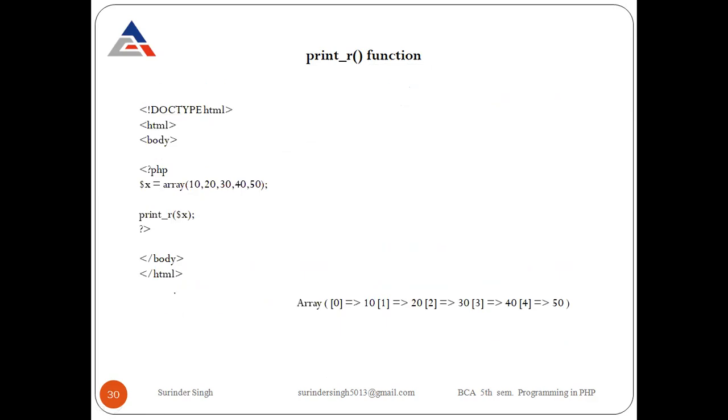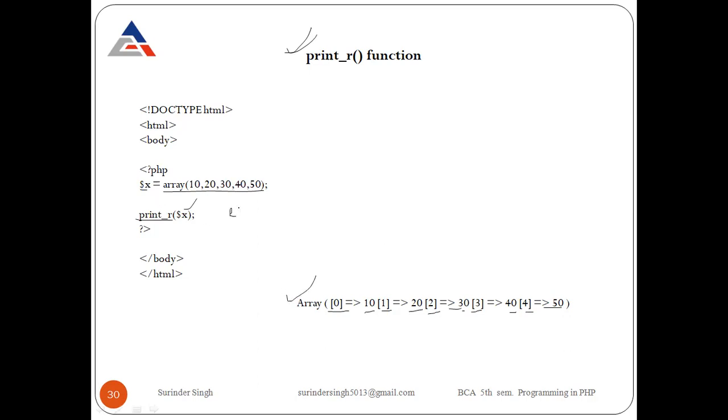Like here, we can see in the first example of print_r function, we have a variable x, an array. Clear? And in this we are printing the array. We are using print_r function and passing x. It will print the array: first element 10 is at 0 index, 20 is at 1 index, 30 is at 2 index, 40 is at third index, and 50 is at fourth index. Clear?